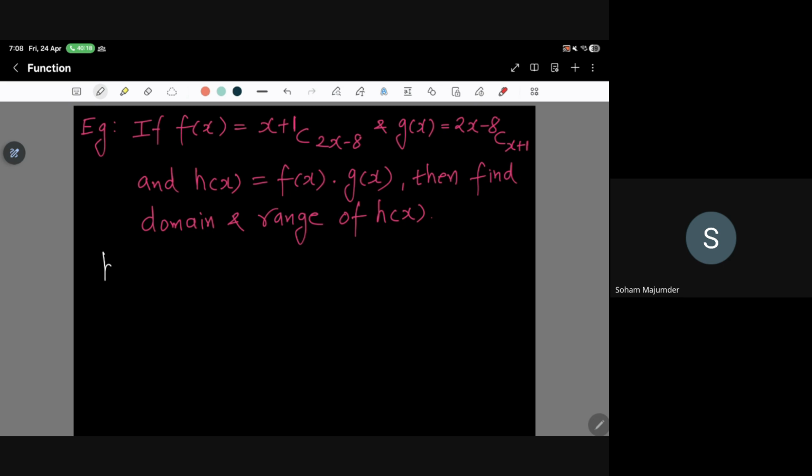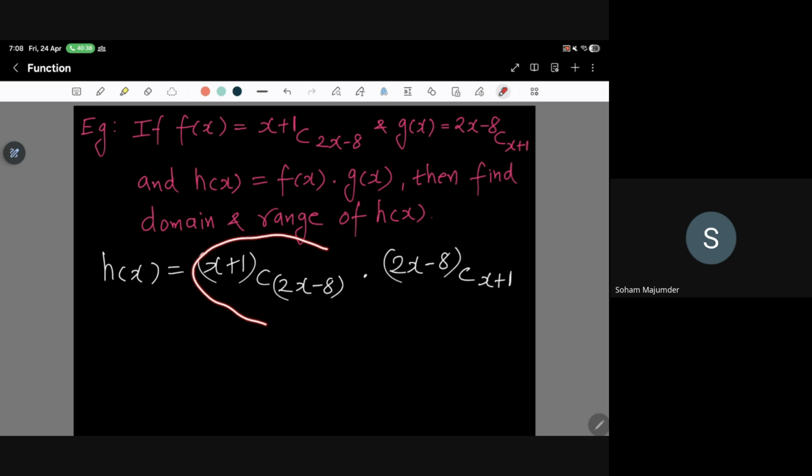Okay, so our h(x) is (x+1)C(2x−8) into (2x−8)C(x+1), right? So whatever values you can take for x here, and whatever values you can take for x here, you have to take the common values of both. Okay, so this looks like you can open this and simplify it. We will check that method also, but go by the basic first.